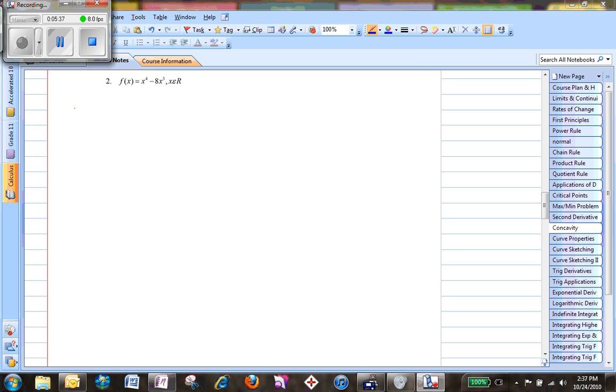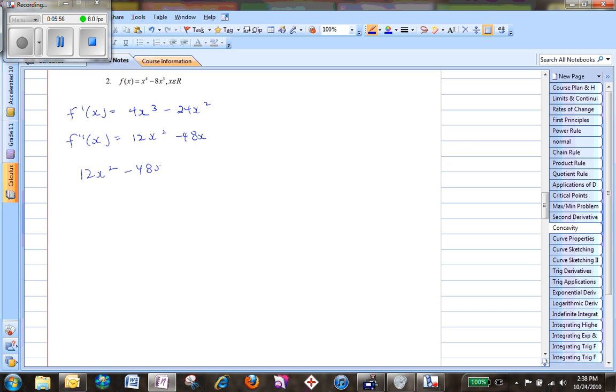So I take the derivative. F prime of x is equal to 4x cubed minus 24x squared. I take the second derivative. F double prime of x is 12x squared minus 48x. I want to factor and set it equal to 0. So 12x squared minus 48x is equal to 0. I'm going to take out a common factor of 12x. I'm left with x minus 4 in the bracket. X is equal to 0 and x is equal to 4.